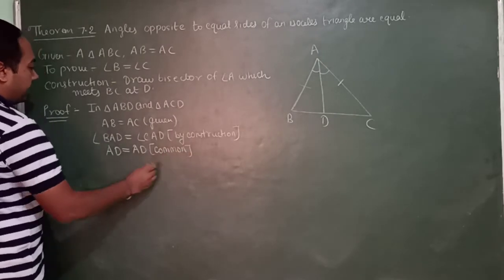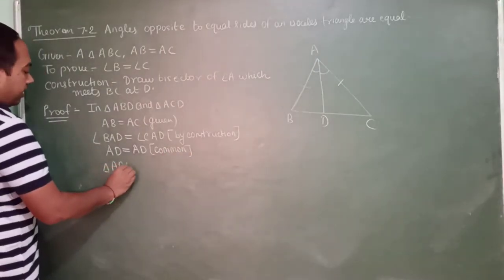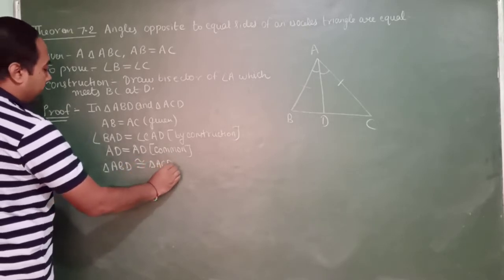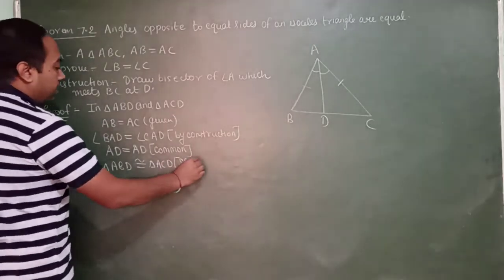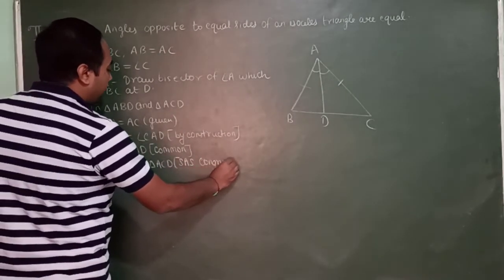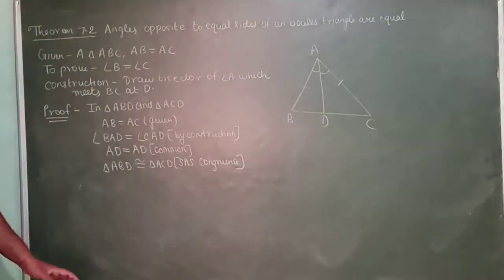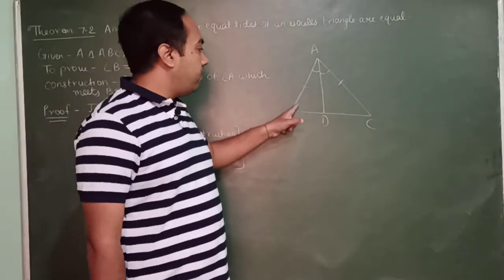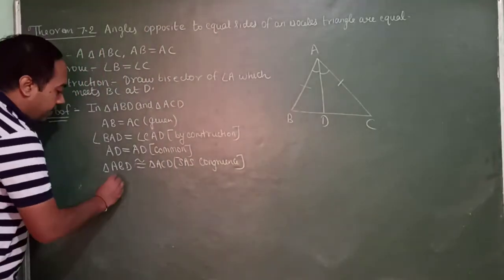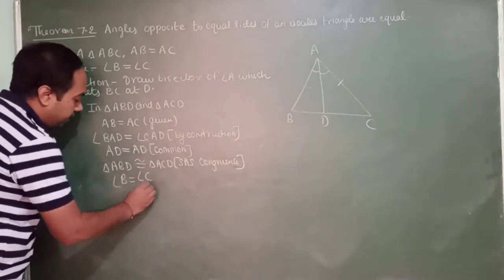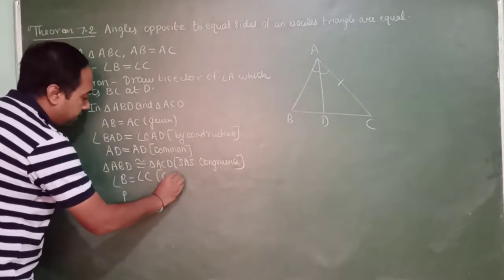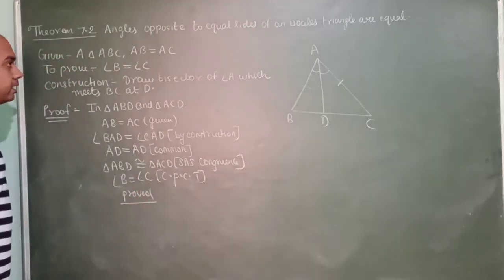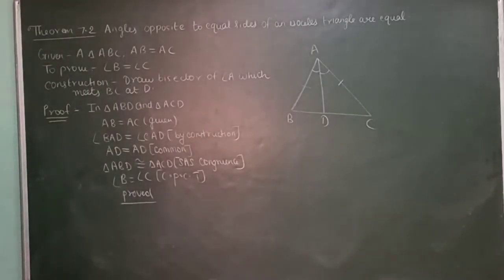So finally you can say that both the triangles ABD and ACD are congruent, and the reason is by side angle side congruence rule. Now because both the triangles are congruent, by CPCT their corresponding angles are also equal. So over here now you can say angle B is equal to angle C. Give the reason CPCT, and write down proved. Okay? So this is the explanation of theorem 7.2 of your NCERT book.